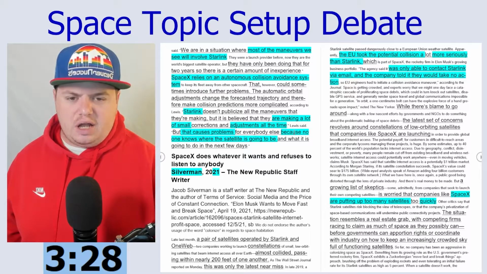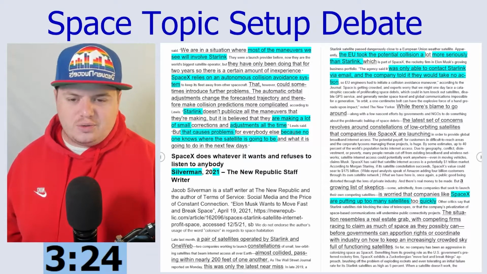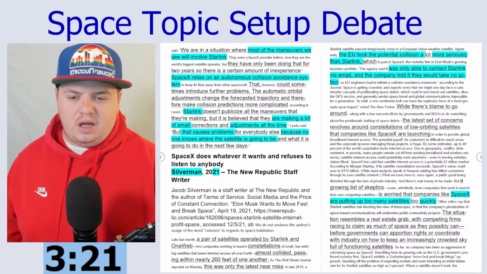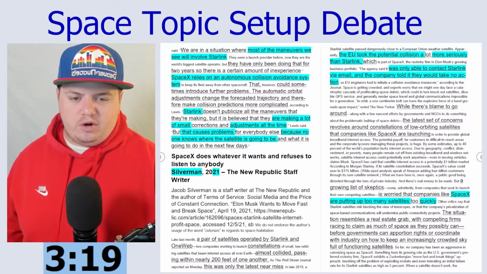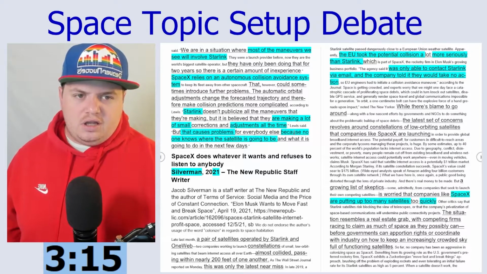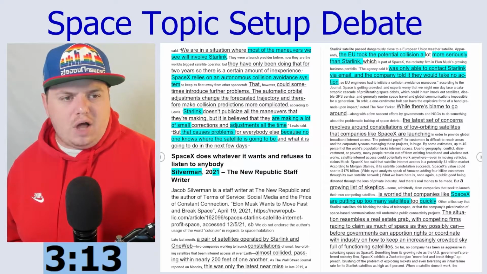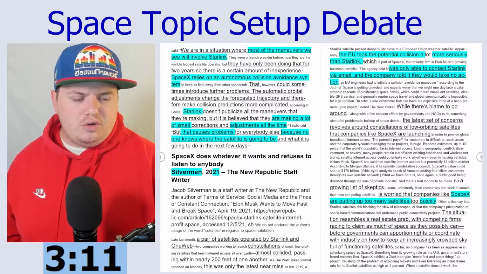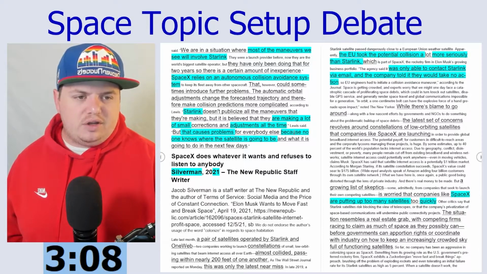Starlink is making a lot of small adjustments all the time, and that causes problems because no one knows where the satellites are actually going to be. And SpaceX does whatever it wants and refuses to listen to anybody. Silverman, '21: The EU took the potential collision a lot more seriously than Starlink, was only able to contact Starlink via email, and the company told them they would take no action.